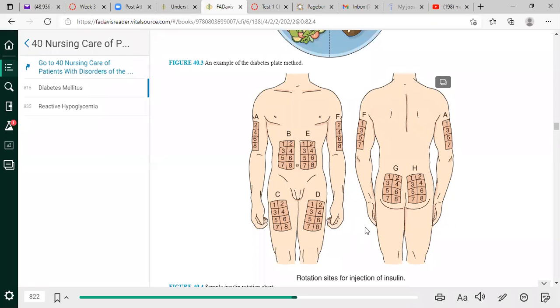And of course, we do promote preference. You don't want to just pull up a patient gown and stick them in their stomach. You want to ask, hey, I'm about to administer your insulin. Do you have a preference on where you want it administered? Some patients say, give it to me in my arm. But you also want to educate them that the best site for absorption of insulin is the abdomen. So the abdomen is the best site to administer insulin.